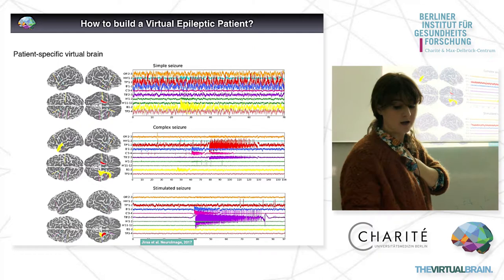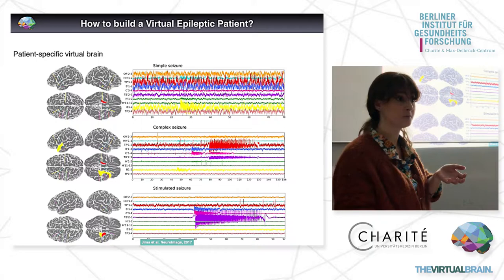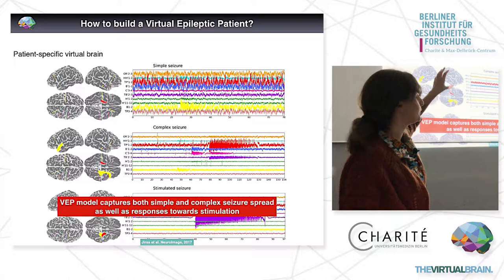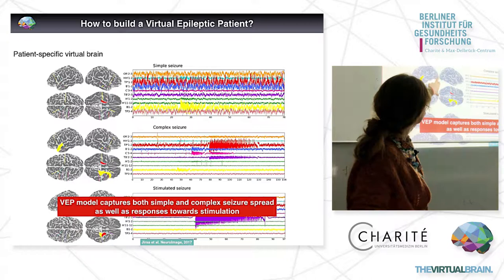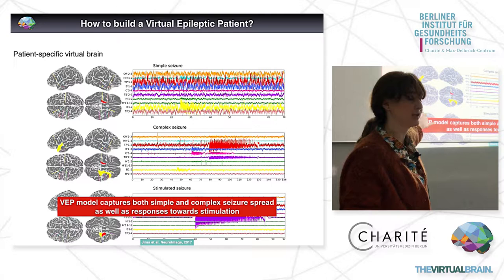And here are the simulations of these patients, after optimization of some parameters like the x0, and also after data fitting. What we see is that with TVB, we are able to reproduce the simple seizures of the patients, starting in the right hippocampus, channel B2. We are able to reproduce a complex seizure, starting in the right hemisphere and propagating to the left hemisphere, and also to reproduce the stimuli patterns.